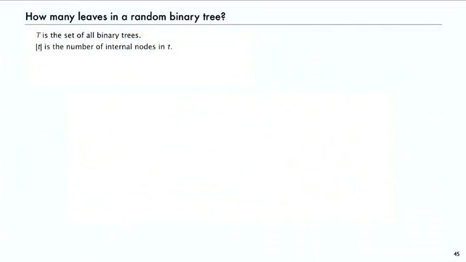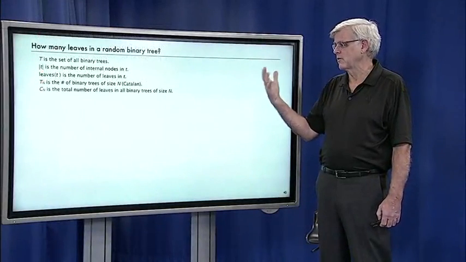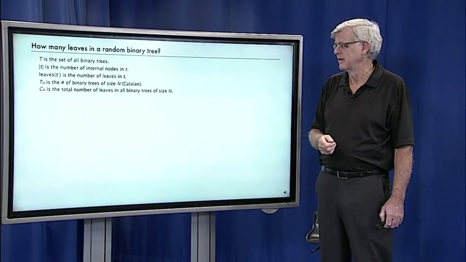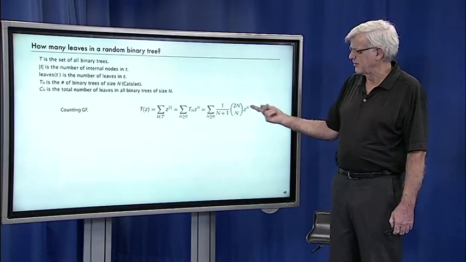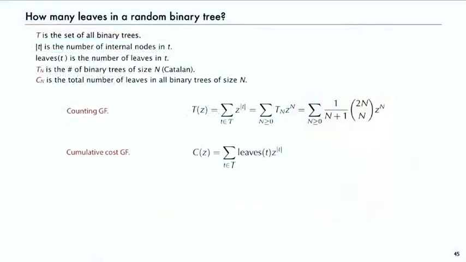So the set of all binary trees, internal nodes is our size function, leaves is our cost function, the number of leaves in the tree. The number of binary trees of size n is the Catalan numbers, that's the analysis that we did. And now what we want to do is develop a generating function for the cumulated cost, which is the total number of leaves in all binary trees of size n. So the counting GF, we already did that one, so that's just summarizing that.